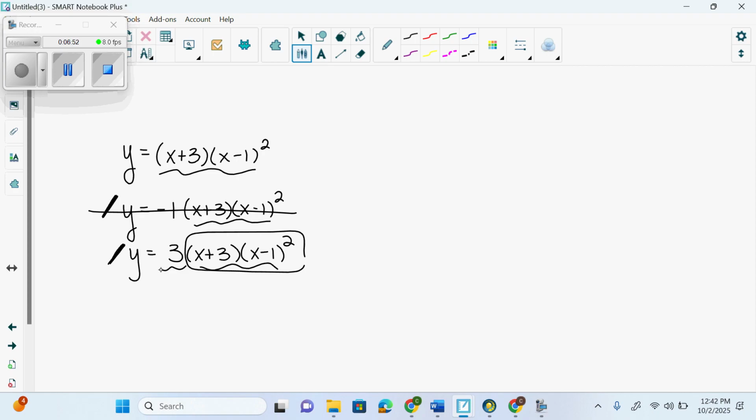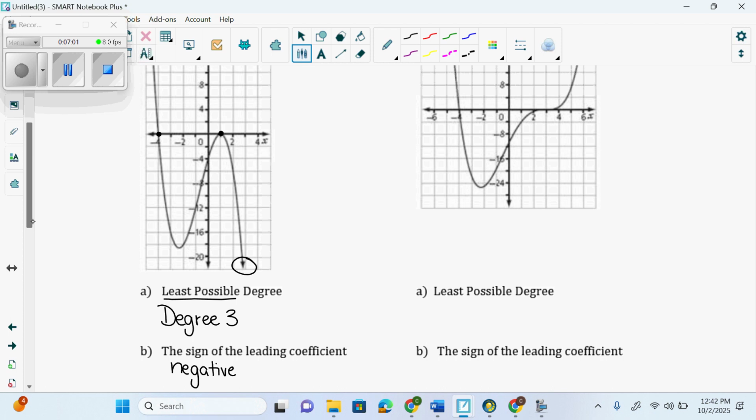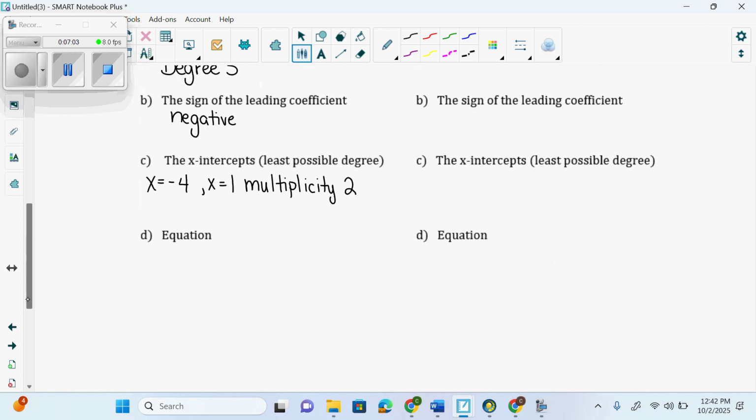Because you're not solving for that vertical stretch factor. You have to find that first. So let's go back to the actual question we did. This one has x equals -4 and x equals 1 multiplicity 2.